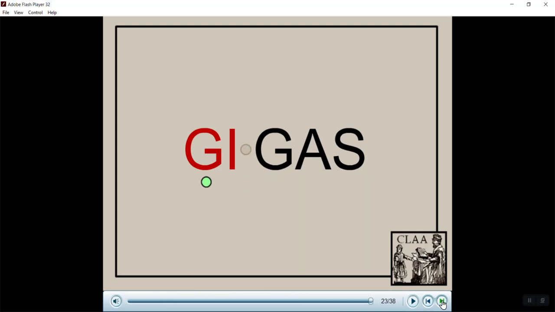In Church Latin, we would read this word as gigas. Do you see the difference in the sound of the letter G when it's followed by the sound E or I, and when it's followed by any other sound? In Classical Latin, we would say gigas. In Church Latin, we read gigas.